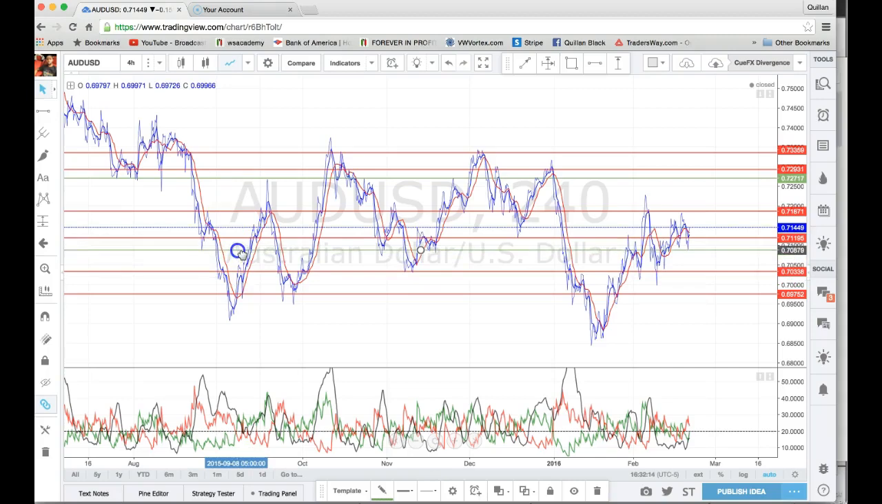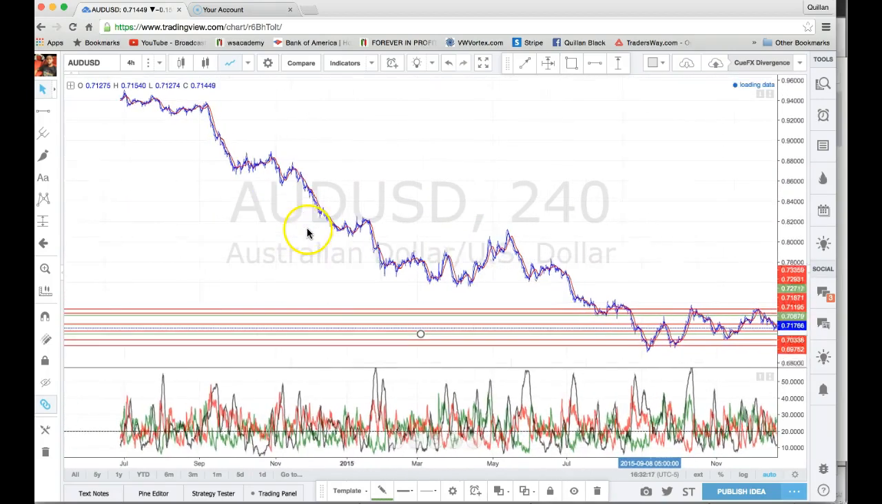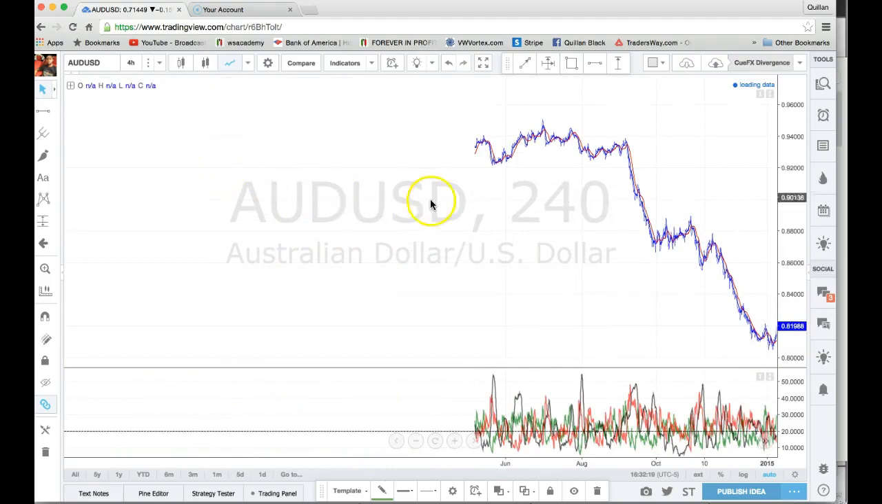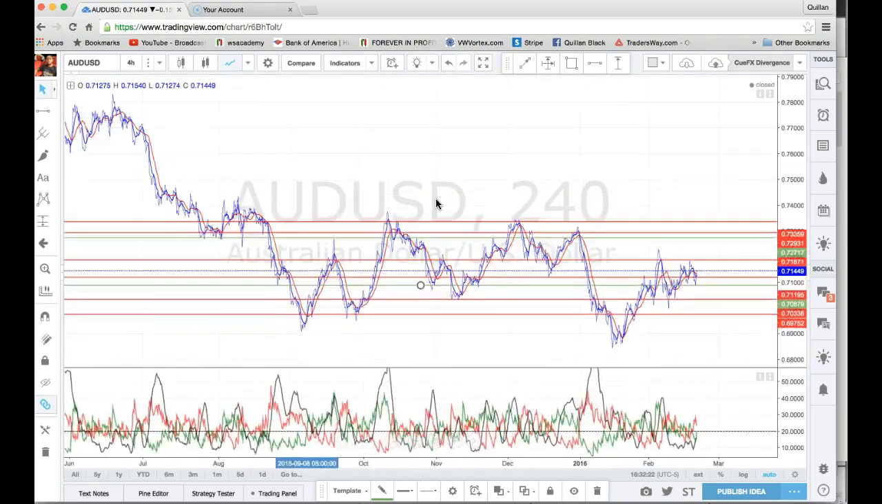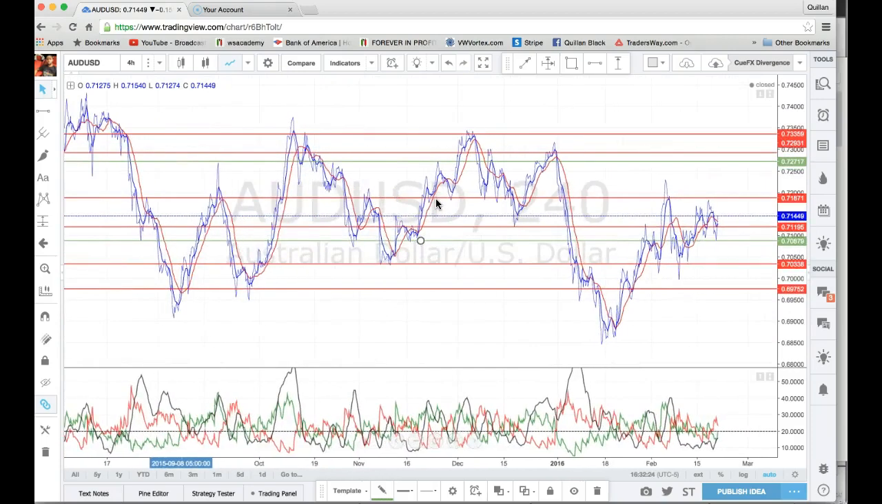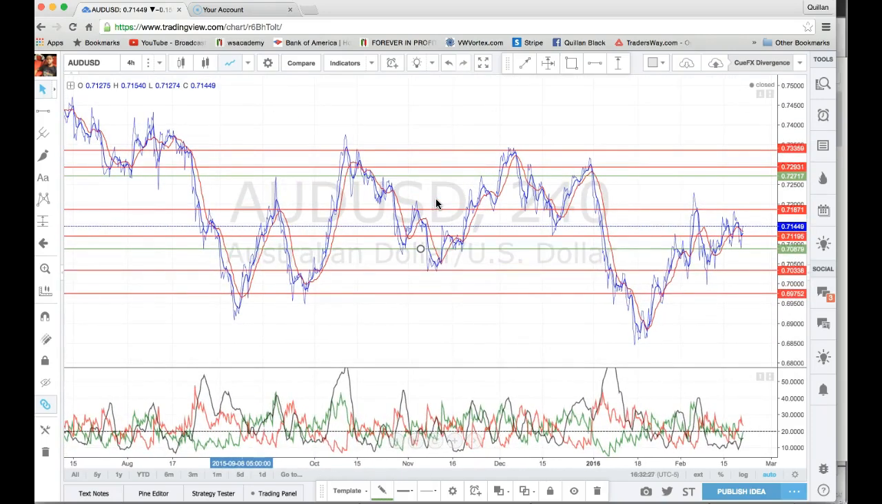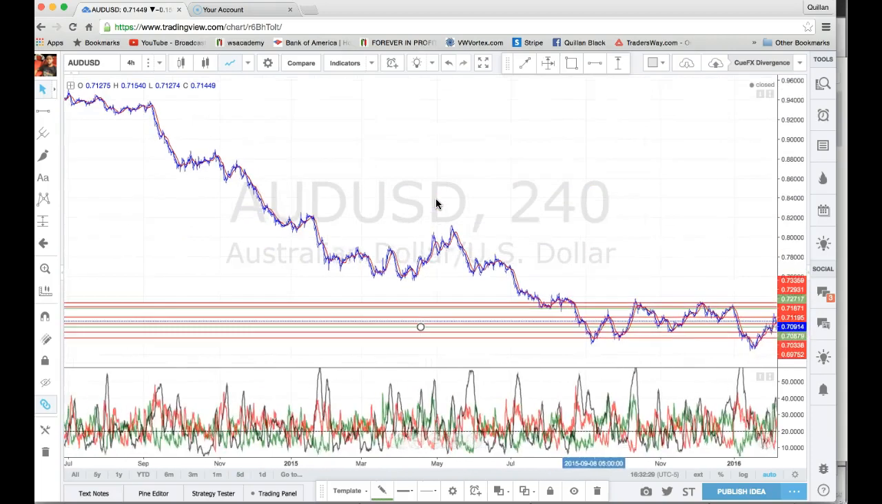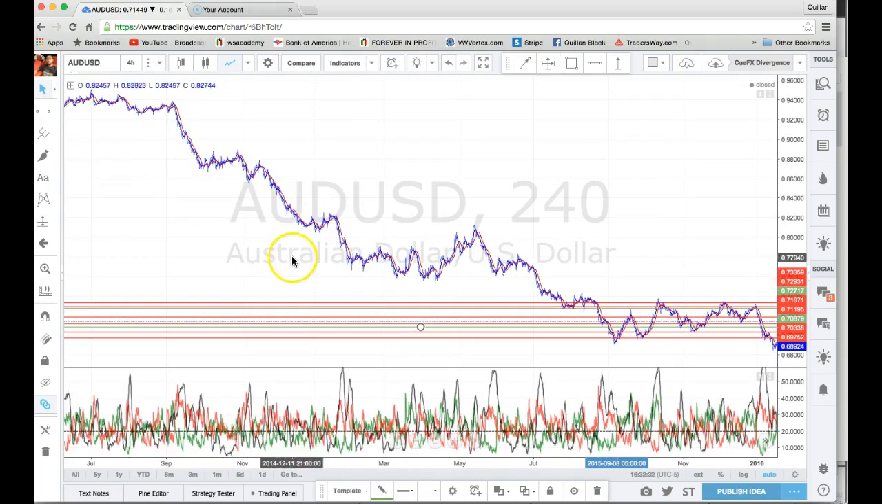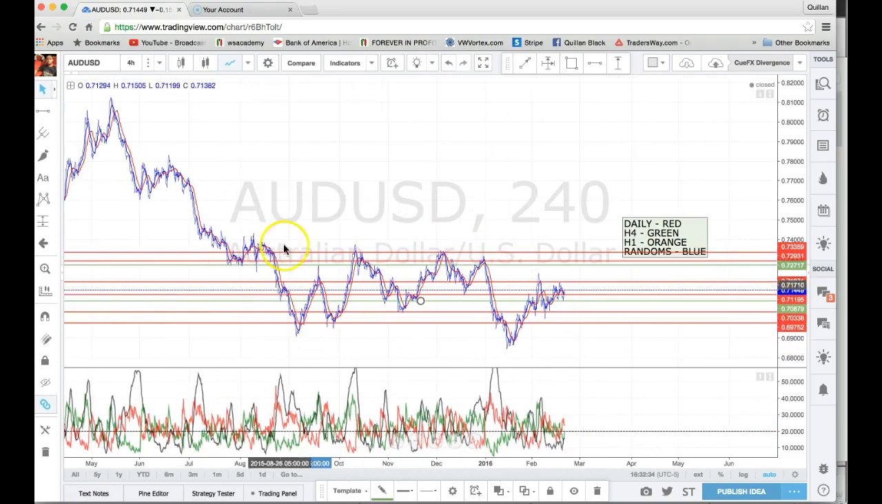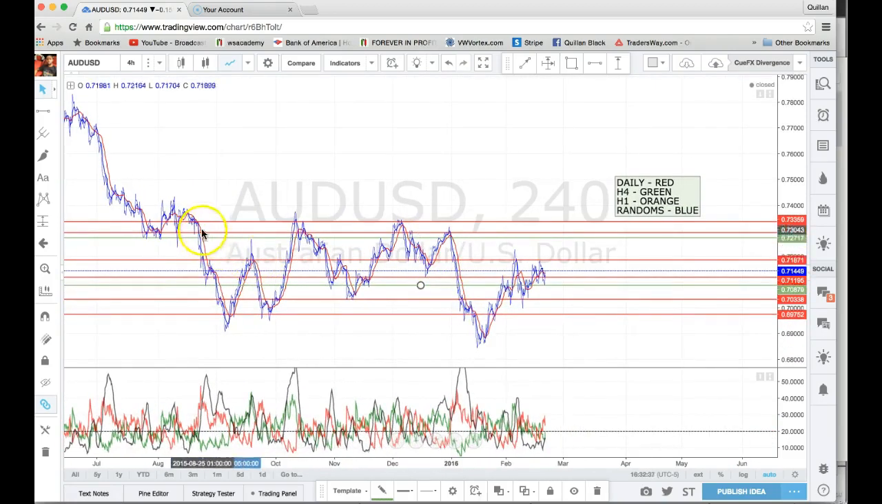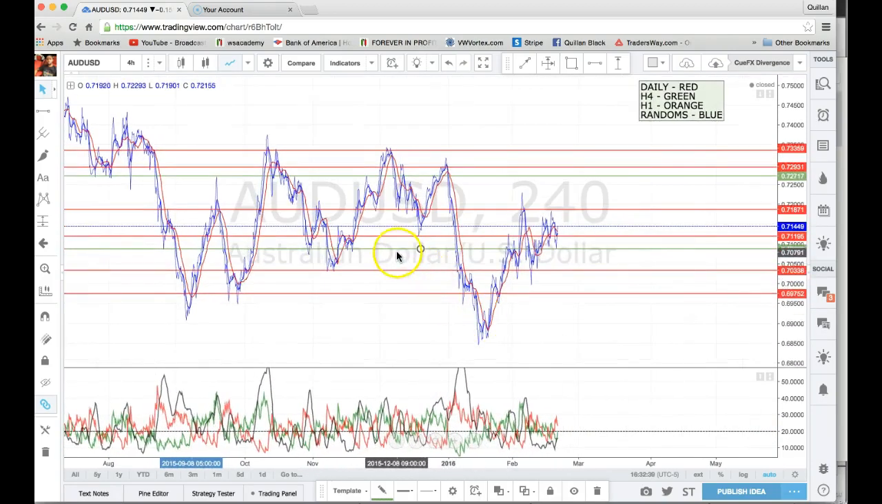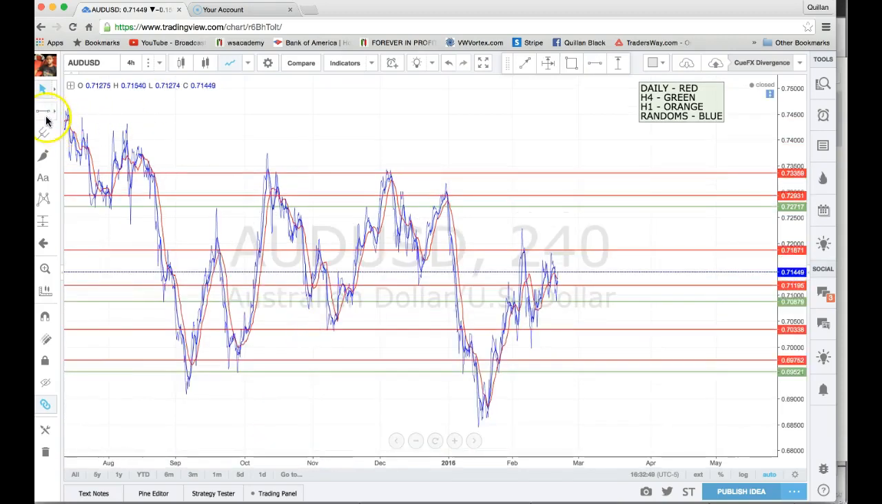Everything has to be relevant. You don't go back and try to mark off levels from six, eight months ago. Just mark it off where the current price is relevant. This right here is too far back. This all right here is irrelevant. Down here, the market was in a range, so every aspect within this area is relevant to what I'm doing right now. Okay, green, perfect.